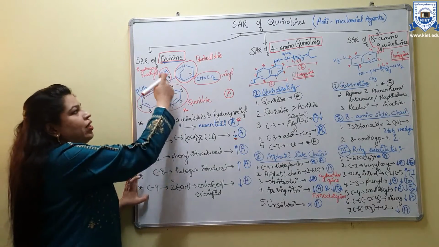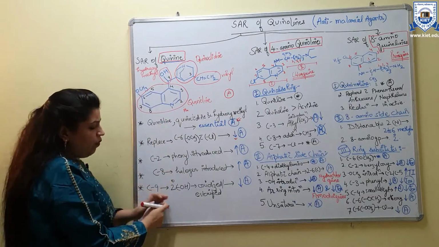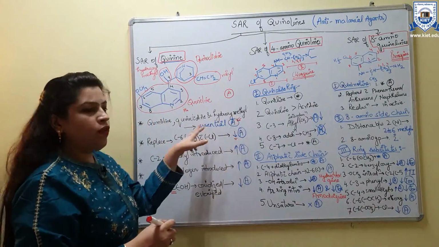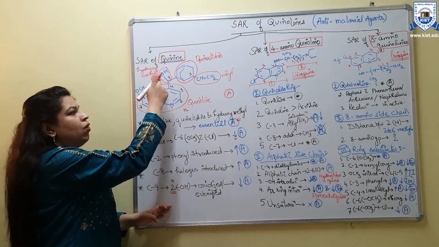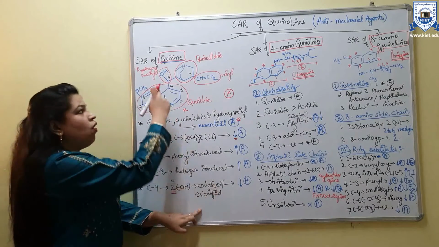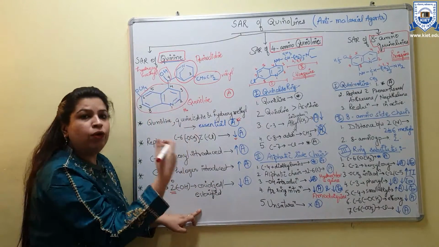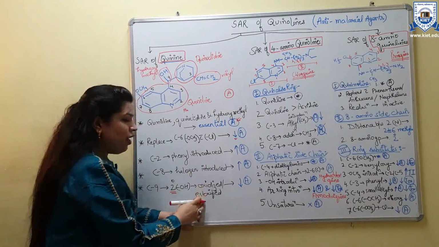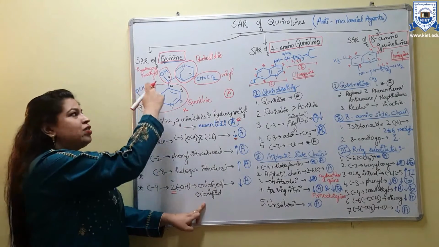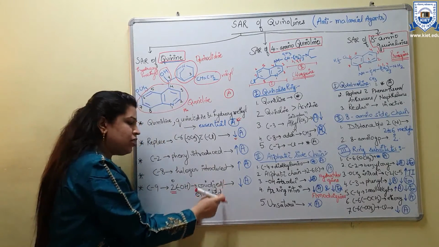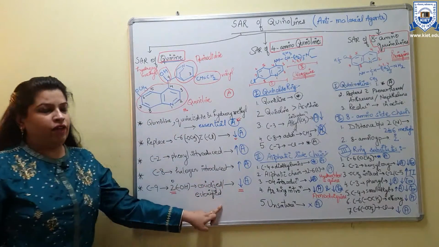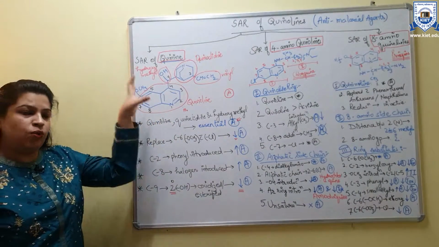Then at C9, that is the hydroxymethyl group, this secondary alcohol is essential, as we have already seen. But if this secondary alcohol is oxidized or esterified, oxidation means it will get converted into a ketone or carboxylic acid group, and esterification also is a type of oxidation, since an acid reacting with alcohol gives an ester. If these are oxidized or esterified, there is a decrease in the activity. So, this is the SAR of the basic quinine moiety.